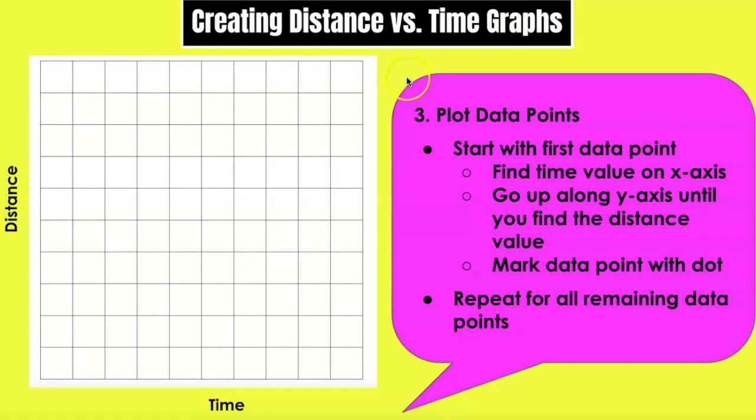Now that our axes are all set up, we're ready to plot our data points. So we'll take the data that we have on the object we're graphing, including its distance traveled and time of travel, and we'll start by plotting our first data point. I'll start by finding the time value of that data point on the x-axis. I'll stop at that point and then go up along the y-axis until I find the distance I'm looking for. Once I arrive at that point, I will mark the data point with a dot. Now I've plotted my first point.